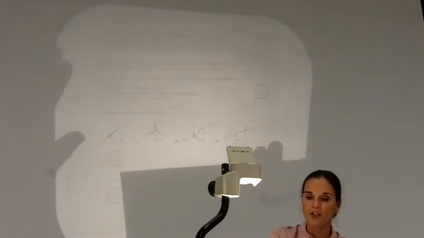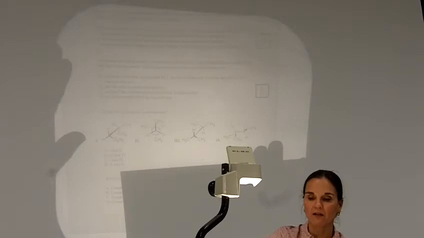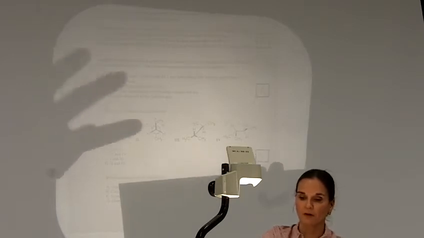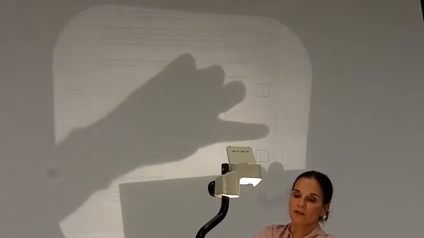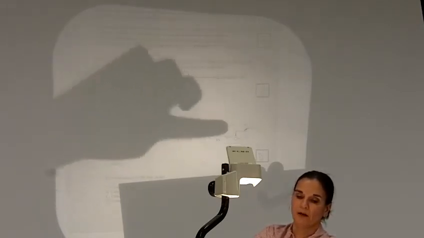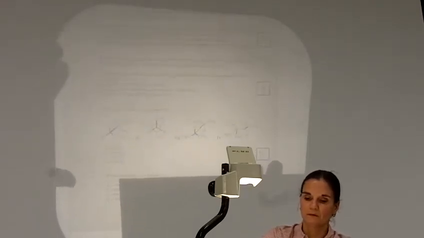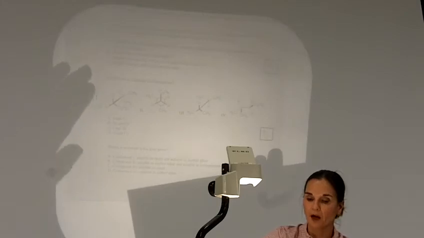All right, which are in identical conformations? So we've got 1 and 2, 3 and 4, 1 and 3, 2 and 4. D, 2 and 4. Okay, so this Fisher versus this Sawhorse. Okay. All right.